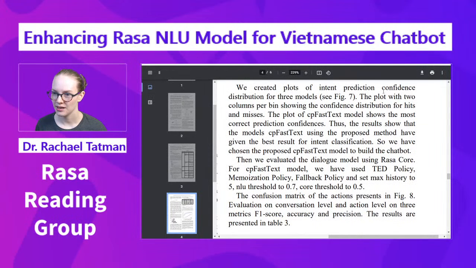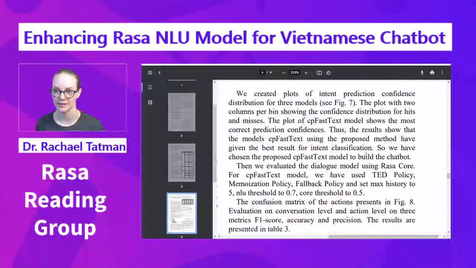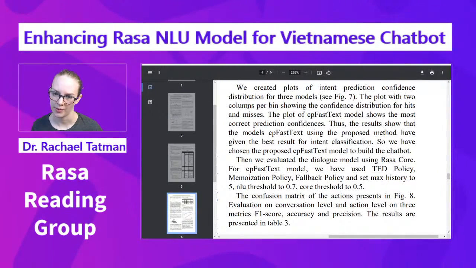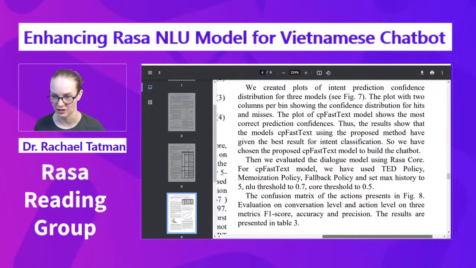We created plots of intent prediction confidence distribution for the three models. That's the next plot. The plot with 2 columns per bin showing the confidence distribution for hits and misses. The plot of CP fast text model shows that most correct predictions have high confidence. Thus, the results show the model's CP fast text using the proposed method have given the best results for intent classification. So we've chosen the proposed CP fast text model to build the chatbot.